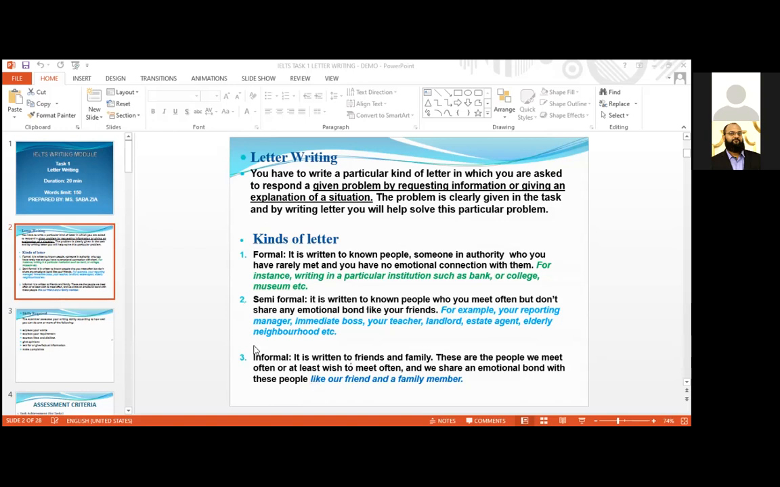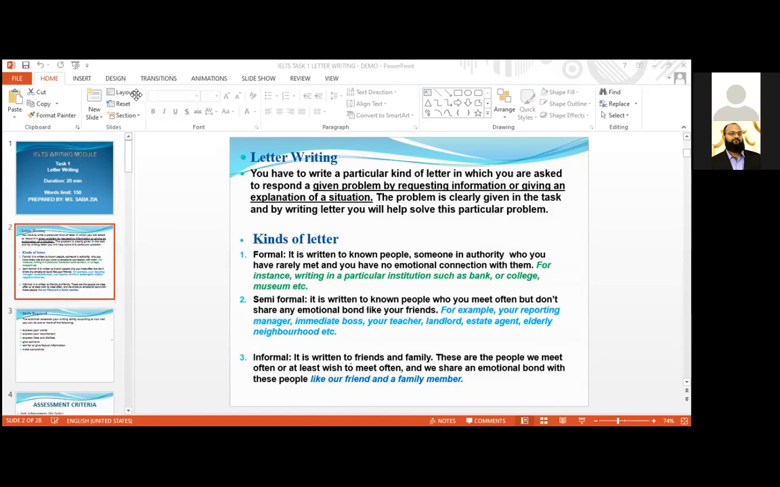Informal letter में हम क्या करते हैं? We basically write informal letter to our friends and family. ठीक है? People who we meet regularly, or like we share emotional bond with them. For example, writing to your mother, right? Writing to your cousin or family friend. So in all these cases, your letter must be informal.